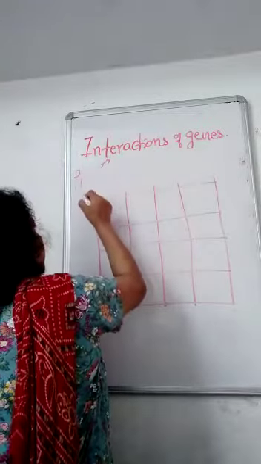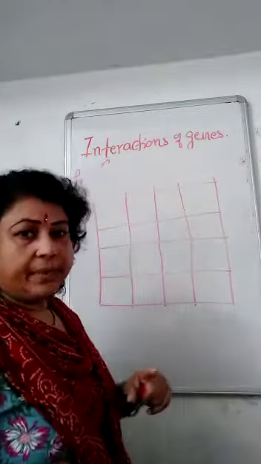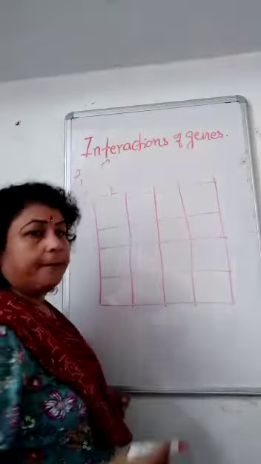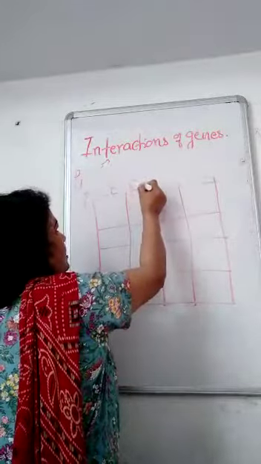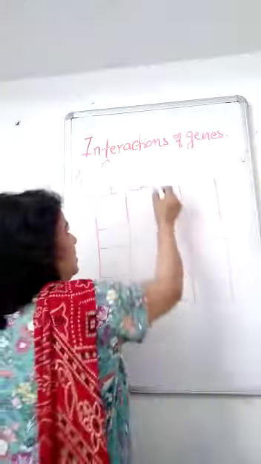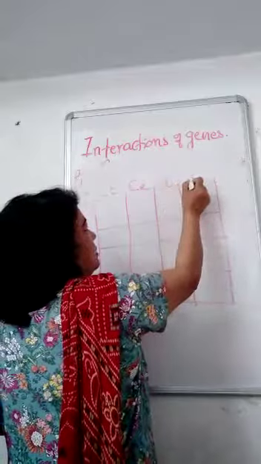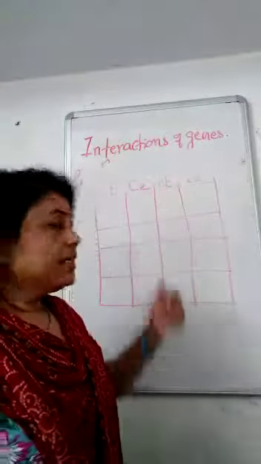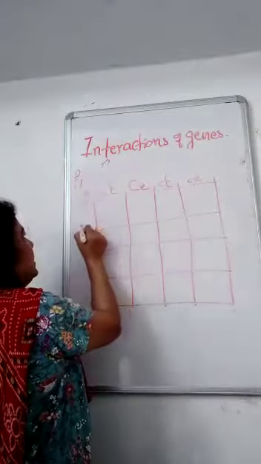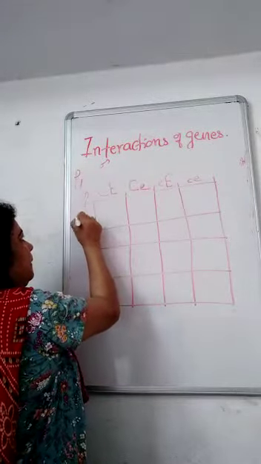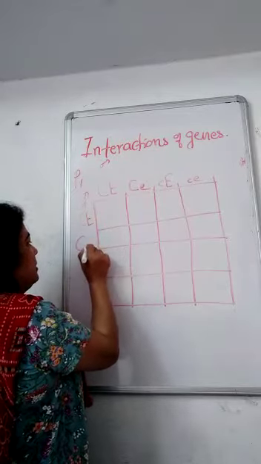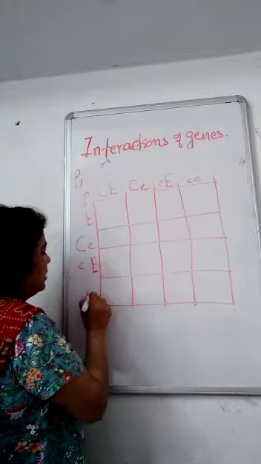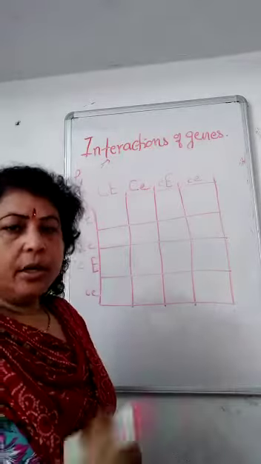So we will draw the gametes on it. Okay. So first capital C, capital E, then capital C, small e, then small c, capital E, small c, small e. Okay. Similarly here also, capital C, capital E, capital C, small e, then small c, capital E, small c, small e. Okay.